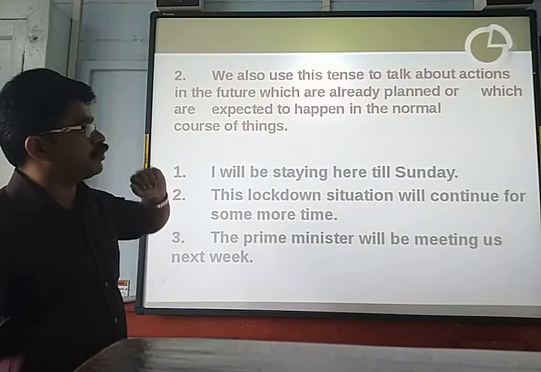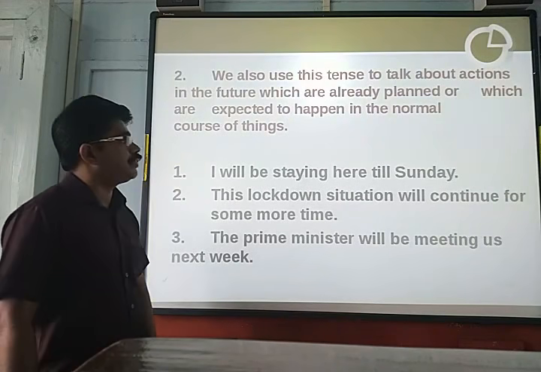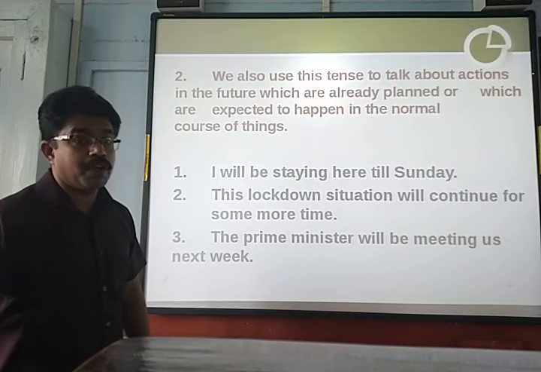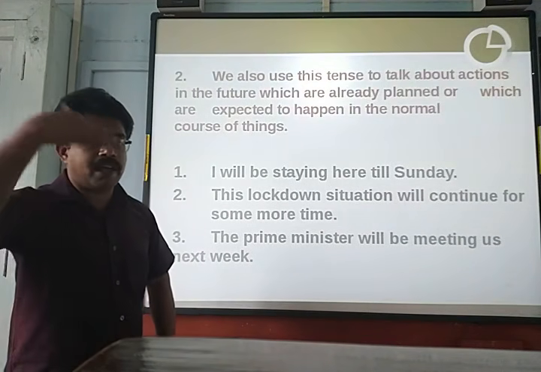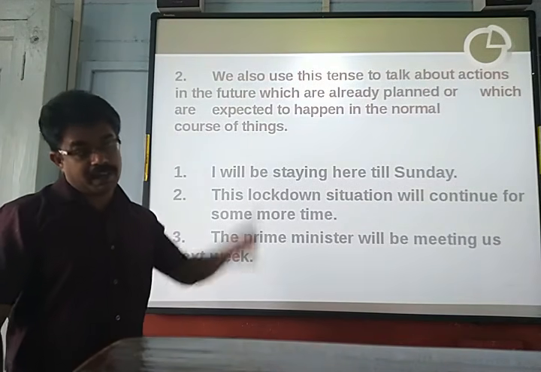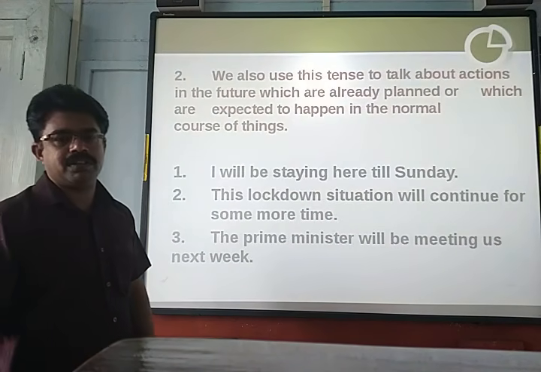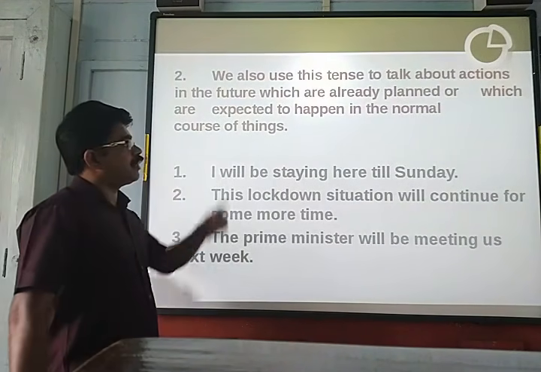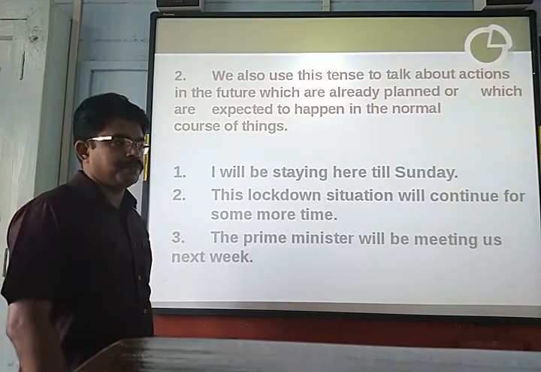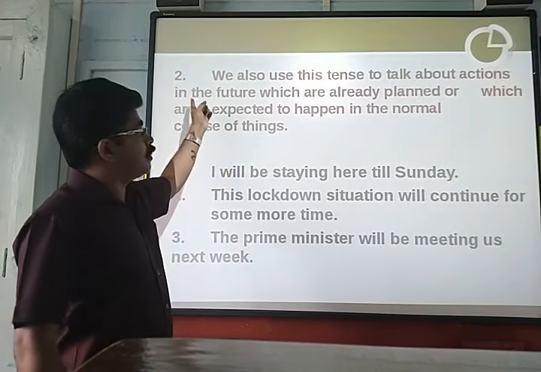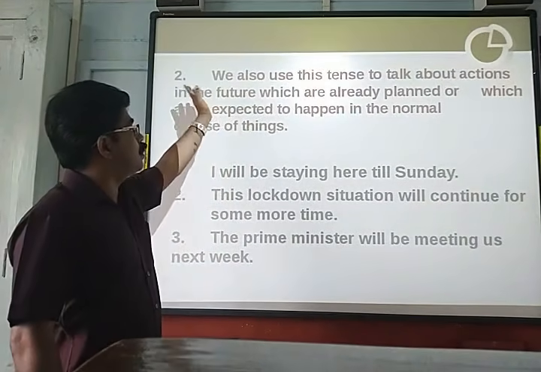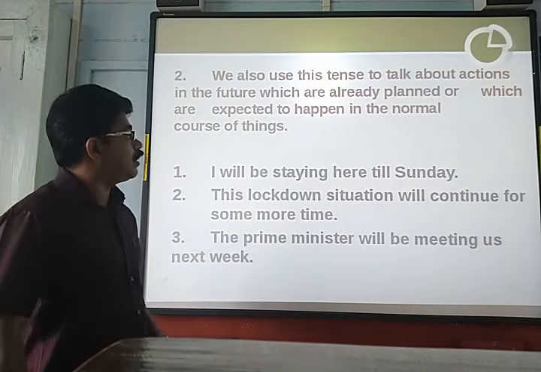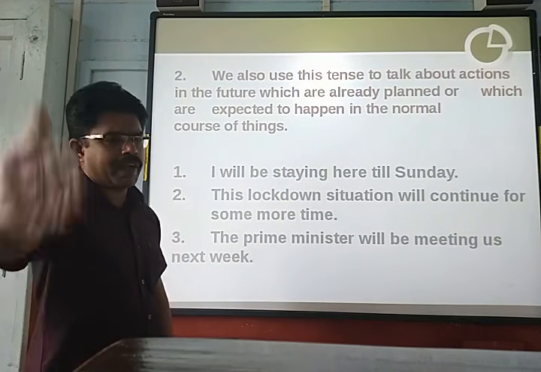We also use this tense to talk about actions in the future which are already planned or which are expected to happen in the normal course of things. Something that is expected to take place. Again, in the present tense, both continuous and indefinite, we said activities are planned to take place in the near future. In the same way, we talk about actions in the future which are already planned or which are expected to happen in the normal course of things. Normal activity will be taking place.